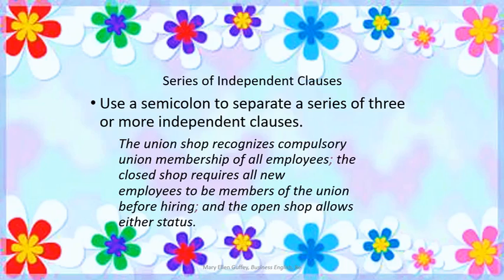We use a semicolon to separate a series of three or more independent clauses. For example, the union shop recognizes compulsory union membership of all employees; the closed shop requires all new employees to be members of the union before hiring; and the open shop allows either status.